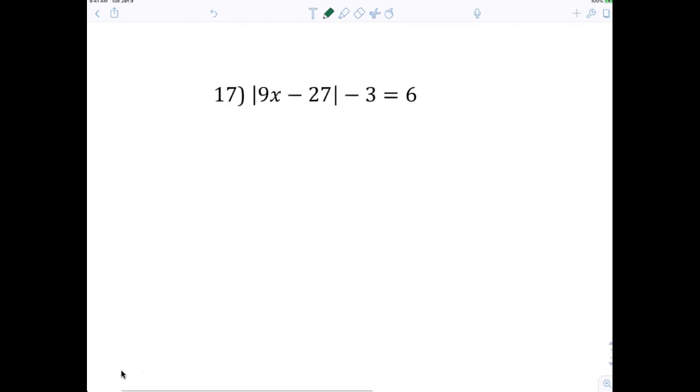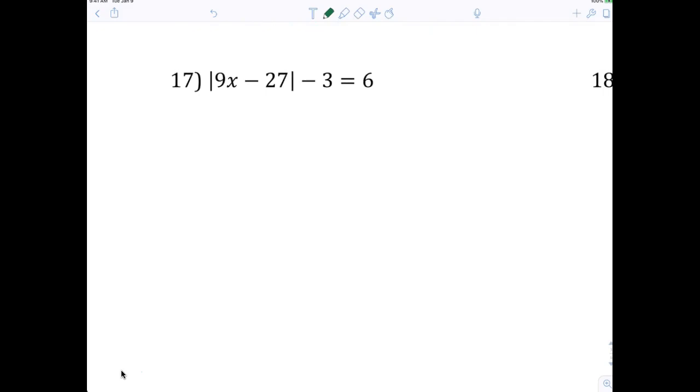So here we go. 17. Uh-oh. On 17. Tell me, what do I do? So you gotta write out the problem. What do I have to do first? You gotta eliminate the thing outside. Yes. What is it? You gotta add. Yes. You add 3. Thank you. That's exactly right. Isolating the absolute value. Add 3.